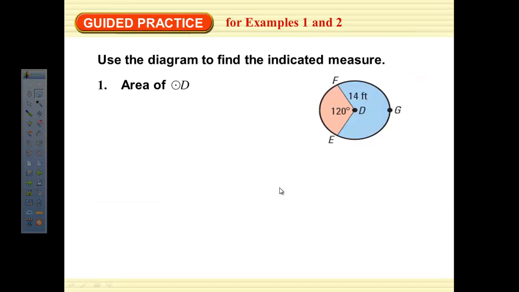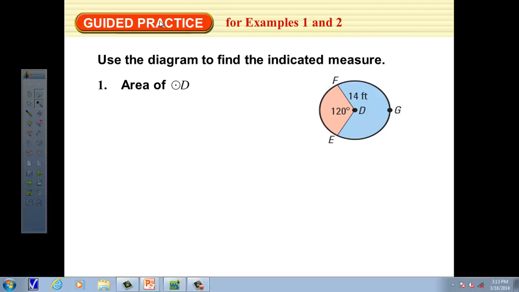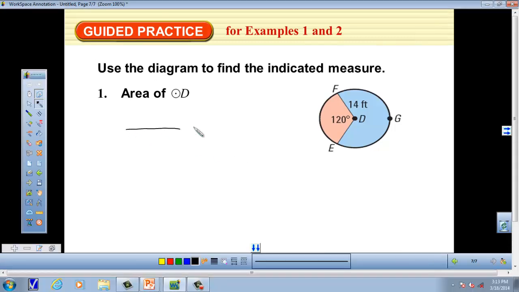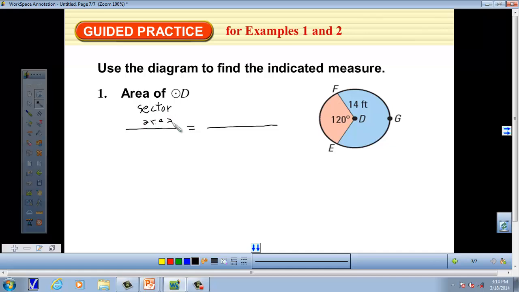So here's another one. This time we want to find the area of the whole circle. So again, I would use my formula. It tends to work all the time, and they tend to switch back and forth. So we've got sector area over pi r squared equals central angle over 360.